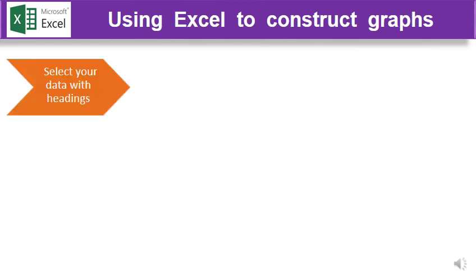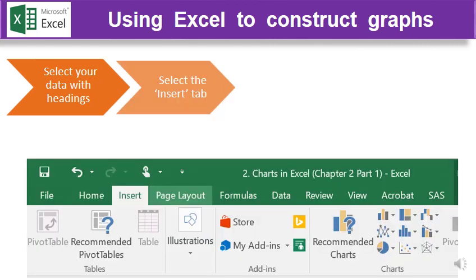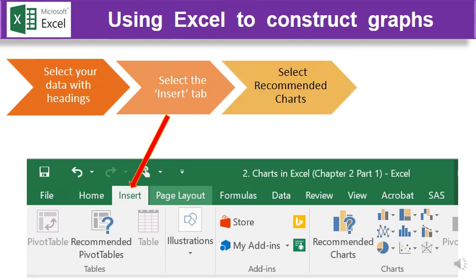When we want to use Excel to construct our graphs, we're going to use the same method each time. There are various little ways you can do it, little shortcuts to do this or that, but we're going to do the same thing step by step every time, just to get into the habit. So we will select our data with our headings, always first step. We're then going to choose the insert tab. So at the top of your screen, you'll see your insert tab. And then we're going to select our recommended charts.